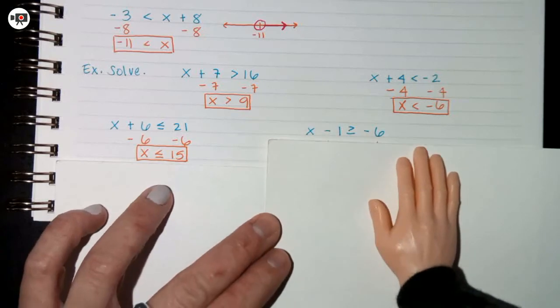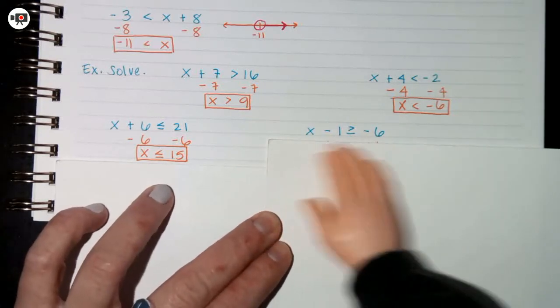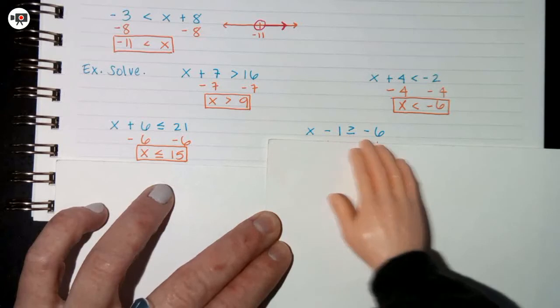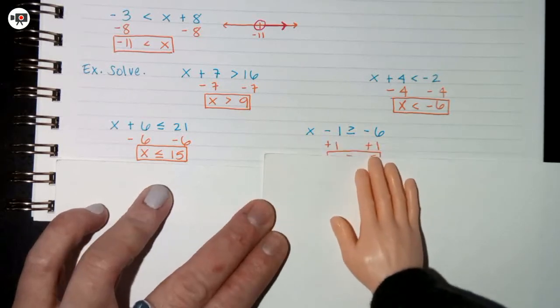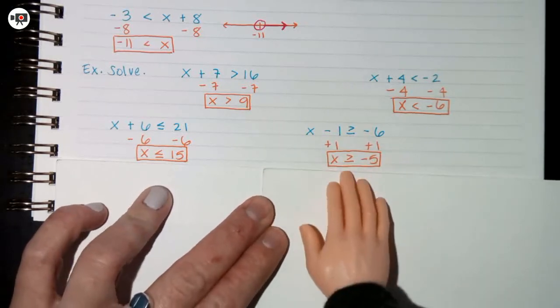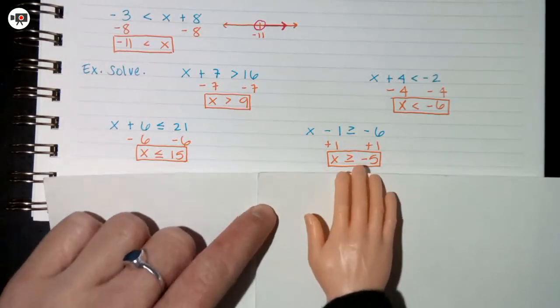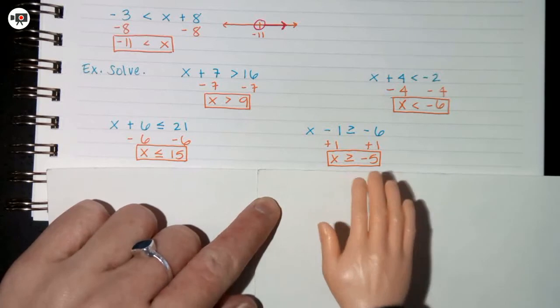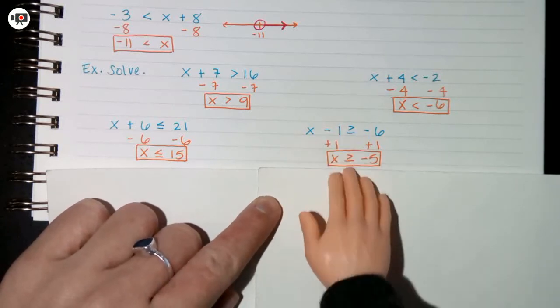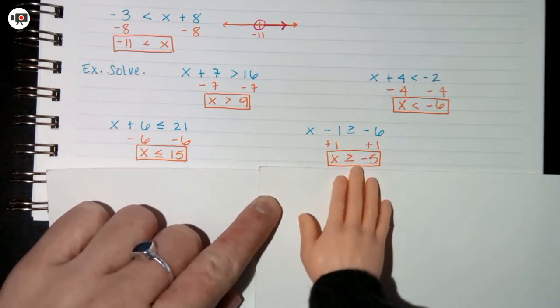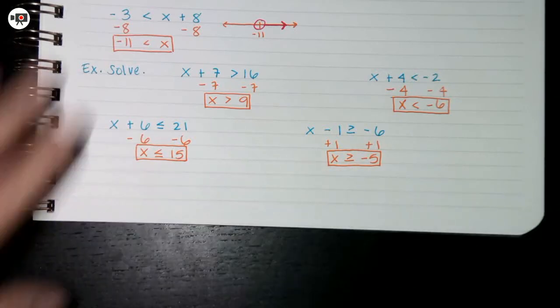And for x minus 1 is greater than or equal to negative 6, add 1 to each side to get x is greater than or equal to negative 5. So we're doing the exact same thing, just getting x by itself, and the inequality symbol stays the same when we add or subtract on each side.